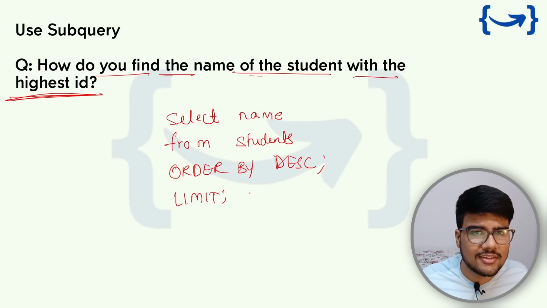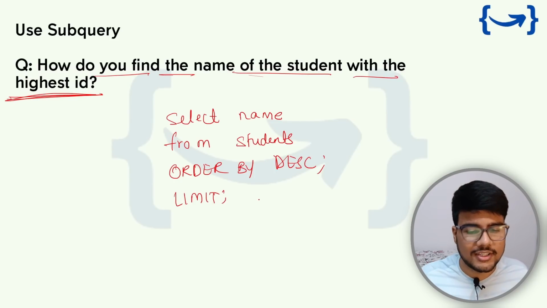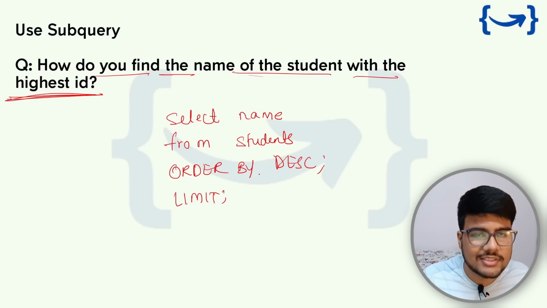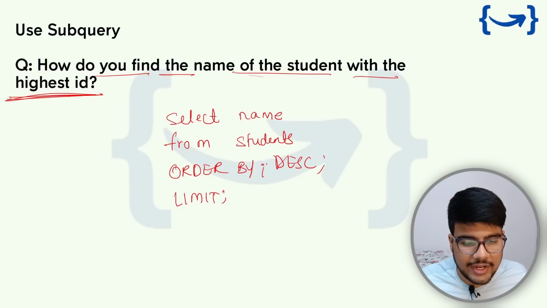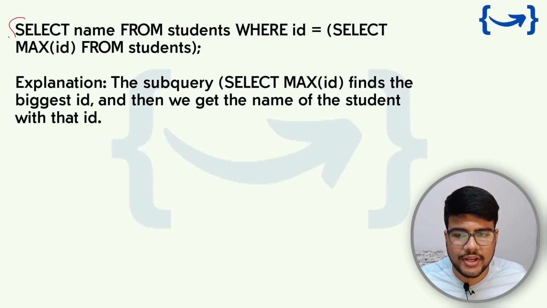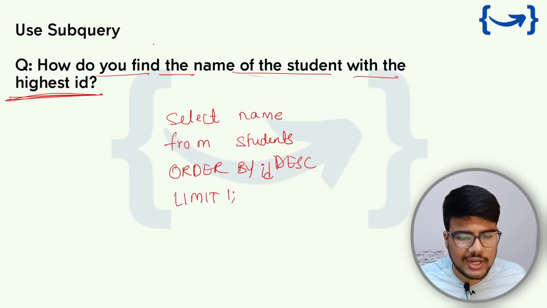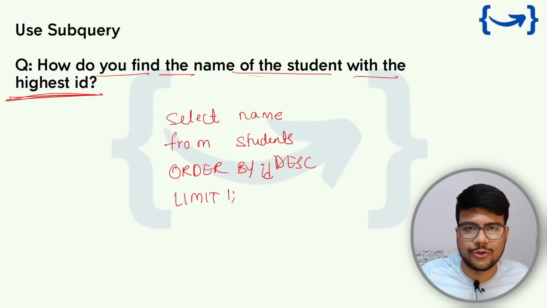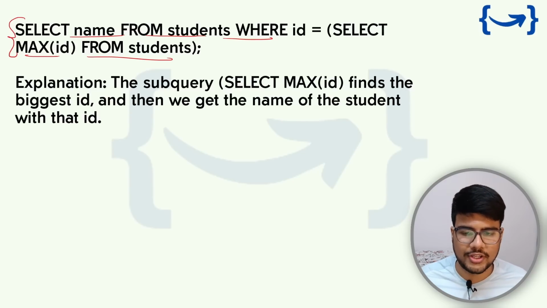Am I missing something here? Yes, what I am missing here is the ID. Don't you think? So this is the subquery that the question states, which is very easy: select name from students where ID is select max ID from students. Or this is the query without using a subquery. So if the question asks you to write a query without using a subquery, you are equipped with it, and you are also equipped with the subqueries. I hope you got the intuition behind this particular query.